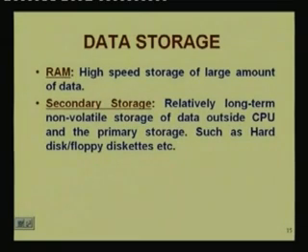That is RAM, and then we have the secondary storage. The secondary storage is relatively long term non-volatile storage of data outside CPU and the primary storage, such as hard disk, floppy diskettes, optical disks, etc. The secondary storage is really necessary because you cannot carry all your information, and the CPU is volatile, it will go away the moment power is switched off. So you have to store your results, you have to store your programs, you have to store your databases somewhere. That is your secondary storage.